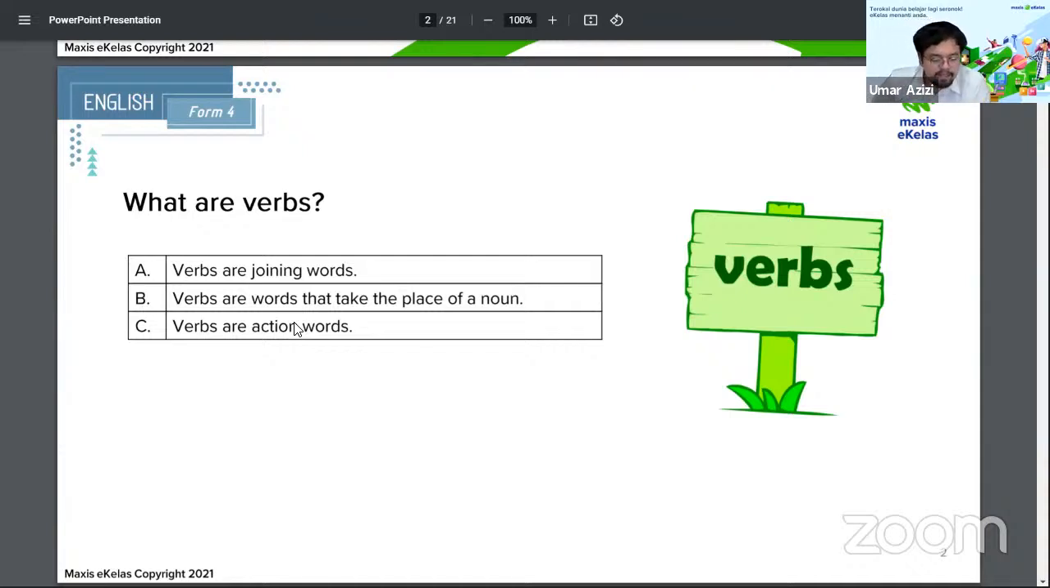Hi, Nadina Wise. Thank you for joining us in class. So is it A, B, or C? Verbs are joining words. Verbs are words that take place of a noun. Or C, verbs are action words.